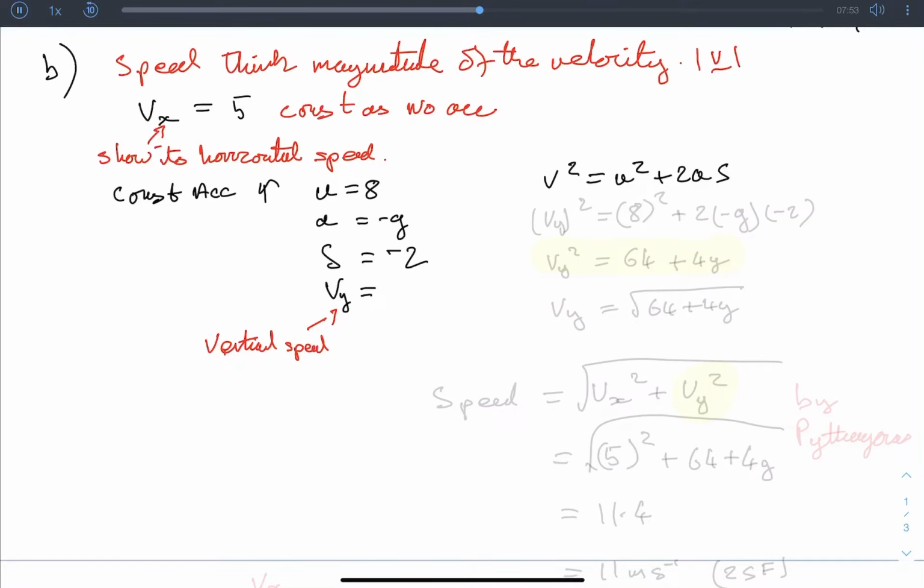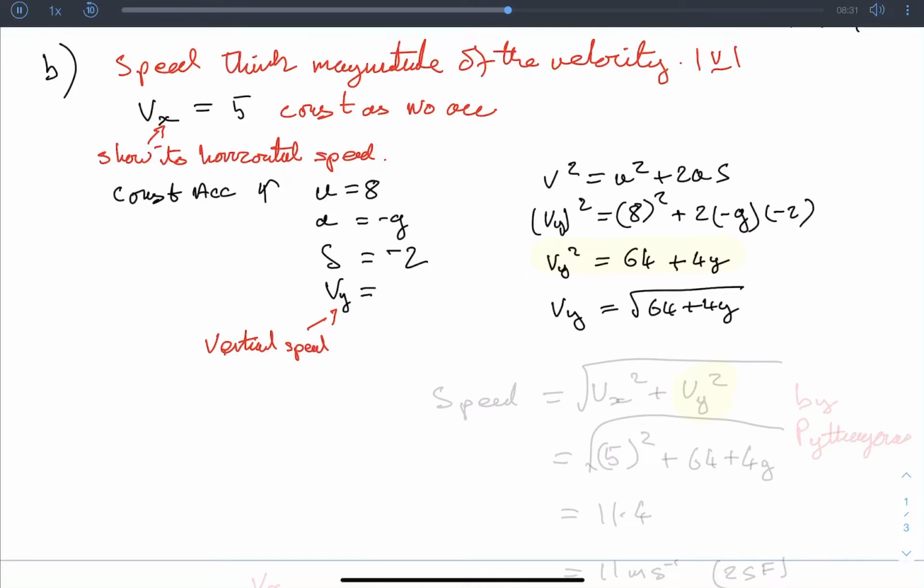V is equal to what we're trying to find, so Vy squared equals 8 squared plus 2 times minus g times minus 2. So Vy squared equals 64. So now we're solving it. Negative times a negative is plus, so plus 4g. So Vy equals the square root of 64 plus 4g.